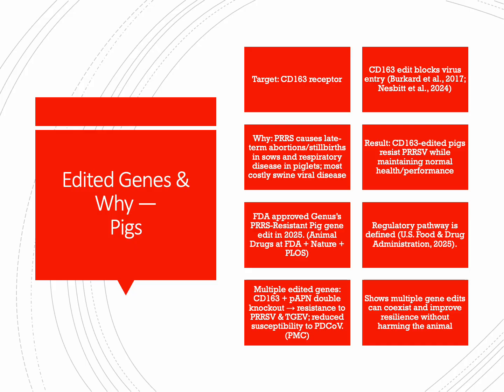This is because we can take the gene edit that we talked about before, and you can add another gene edit, which is the PAPN, and they call this the double knockout, and it provides resistance to not only the PRRS, but also another disease, and it also reduces susceptibility to a whole other disease as well, which is very interesting.